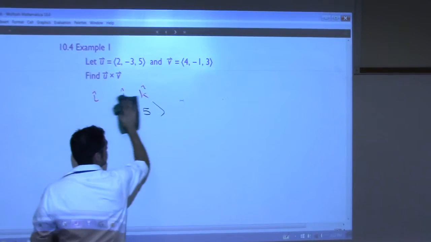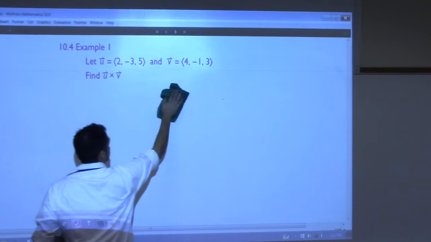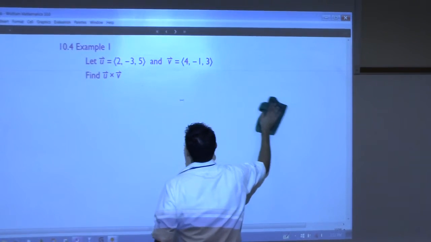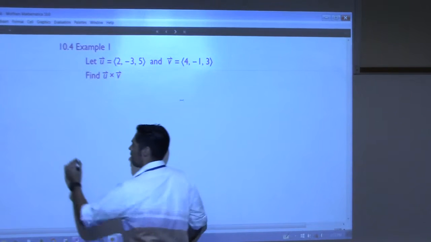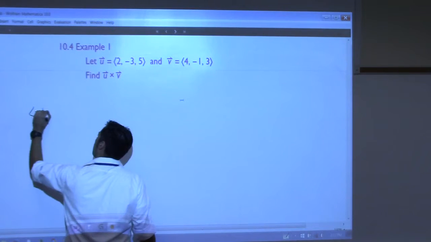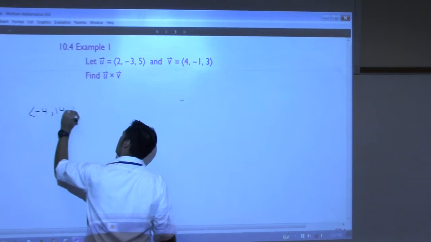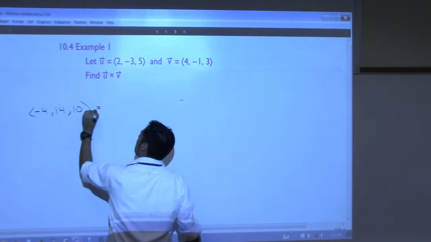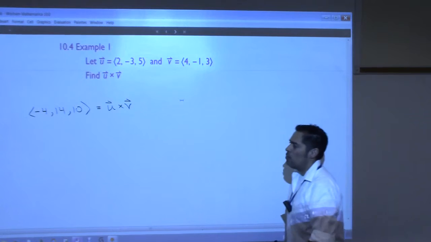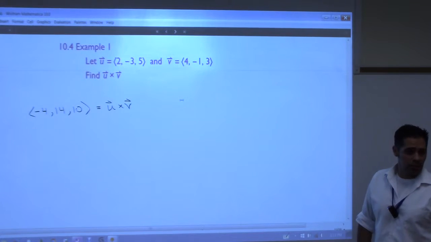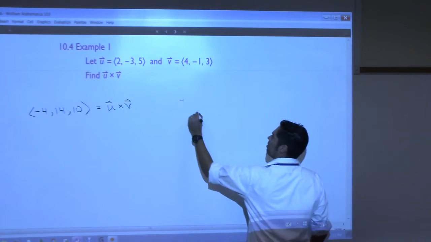So that was our answer, right? I just erased it. Wonderful, I just erased it. What was it? Negative 4, 14, 10. And that was u cross v, wasn't it? Now, what would be the difference if I did v cross u? Is it the same?